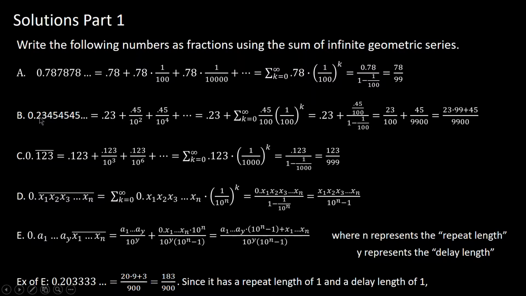So you'll notice first that this repeating pattern of 4, 5, 4, 5 actually doesn't begin until the 1000th place. So we're going to start with a 0.23 as the hundredths place. And then after that, we're going to start having this repeating pattern. And that repeating pattern follows the same exact template.